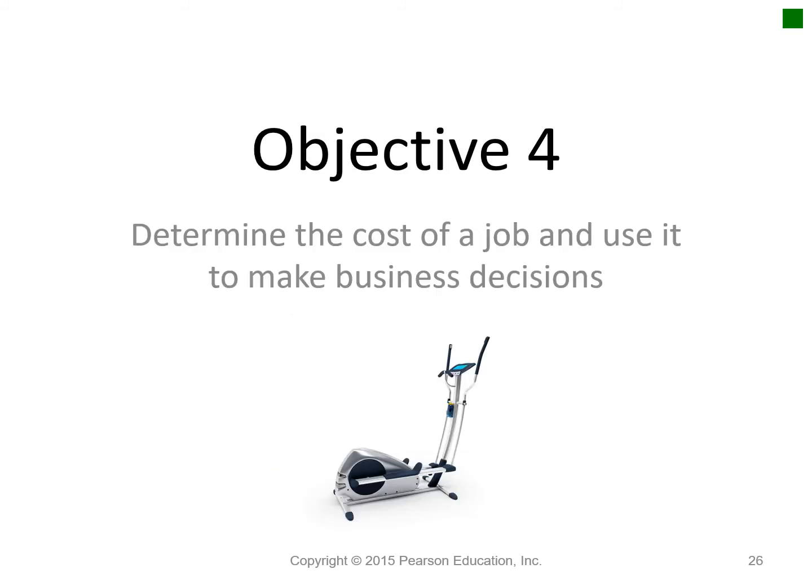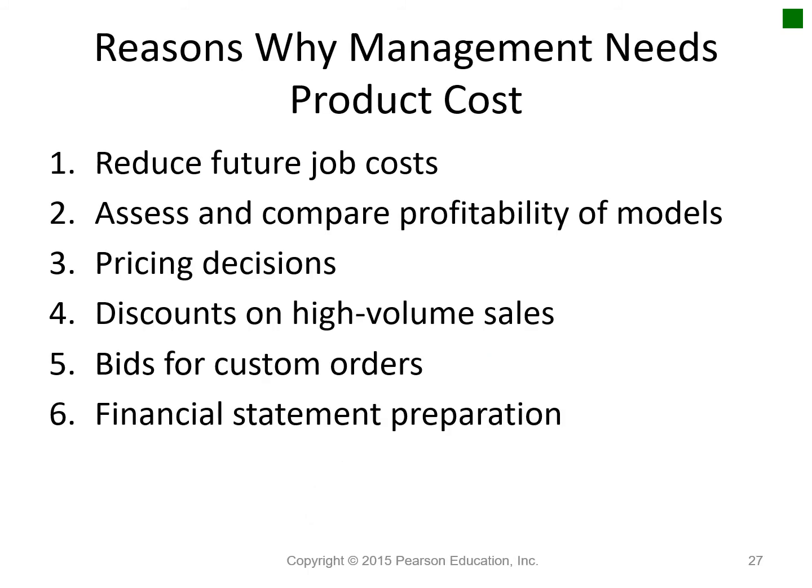Okay, so in the next objective, we talk a little bit about determining the cost of the job, and then how to use this to make your business decisions. If you look at some of the reasons why you need product cost, obviously you're always looking to save money, reducing future cost of jobs. So you're always trying to be more efficient. You look at the way you do profitability. I think of markup. You have to have a cost to figure out what you're going to charge a customer. So looking at profitability affects your pricing decisions.